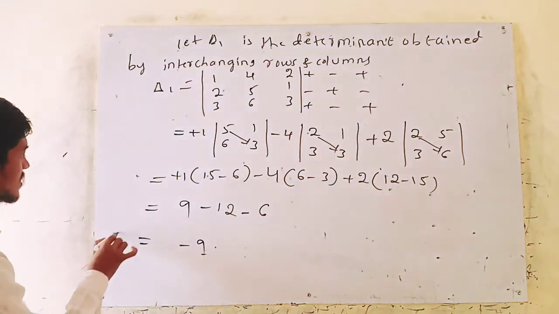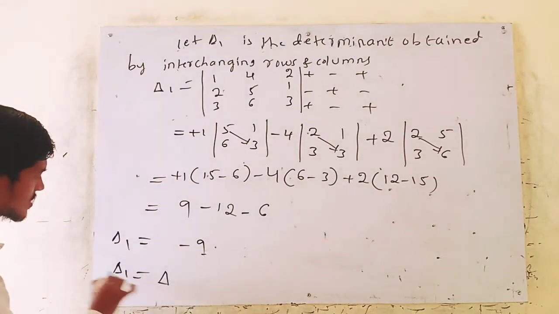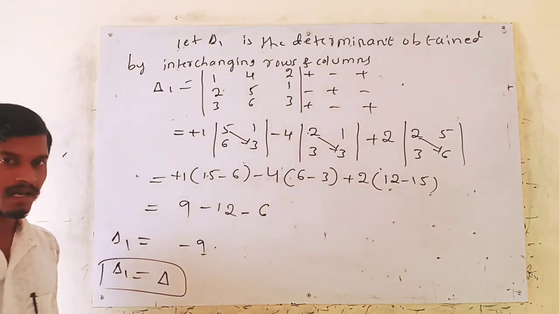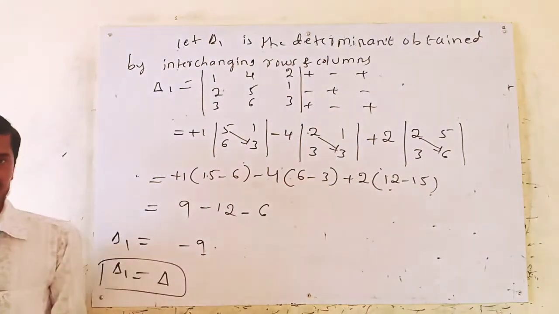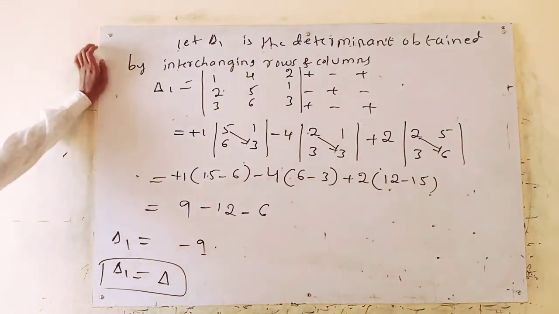So go for C here. Delta 1 is equal to delta, the delta value. Yes, delta 1 equals delta, to 100%. Our property number 1 is verified. Yes, it is your property number 1.